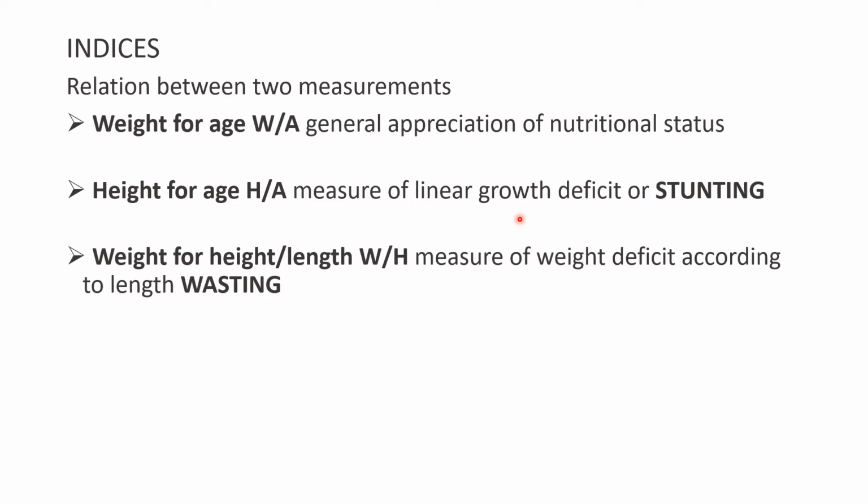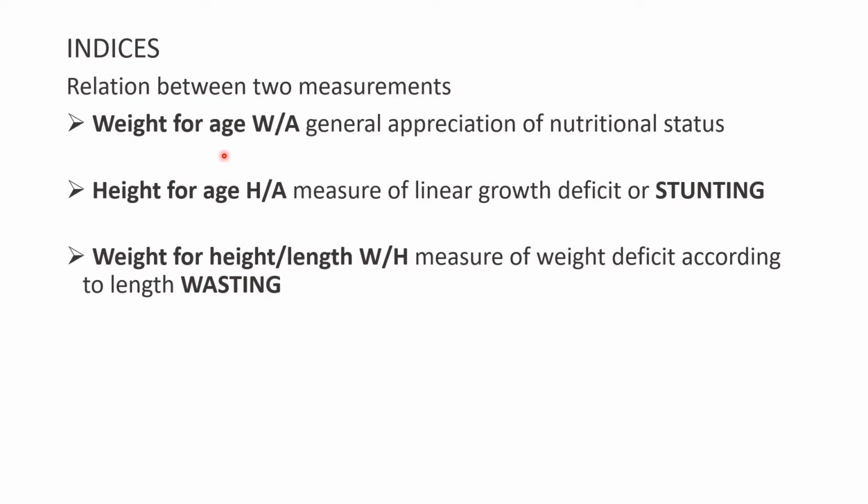Height for age means for a particular age, the height should be this much. Weight for age means for a particular age, the weight must be this much. For example, the weight of a newly born baby should be 2.5 kgs. The normal birth weight is 2.5 kgs. If it is lesser than that, the weight for age is less, and the baby's nutritional status is less.